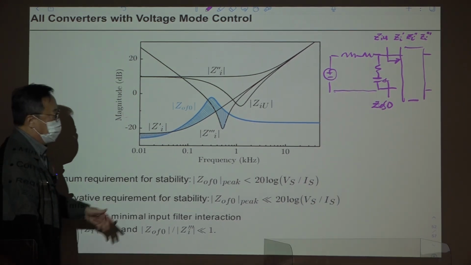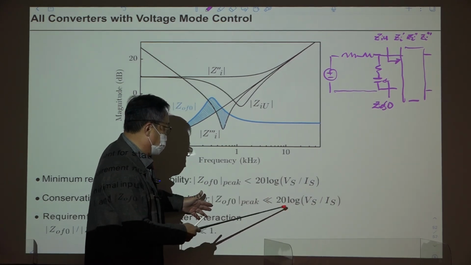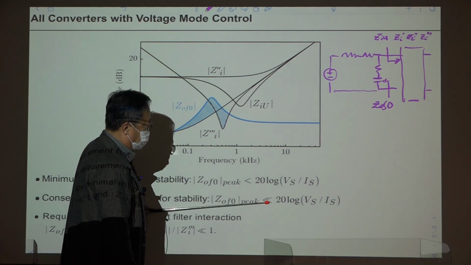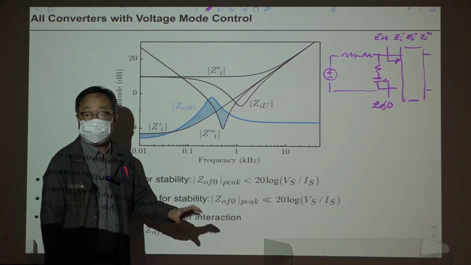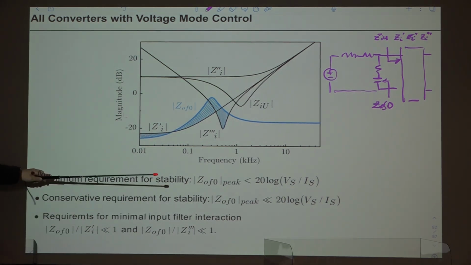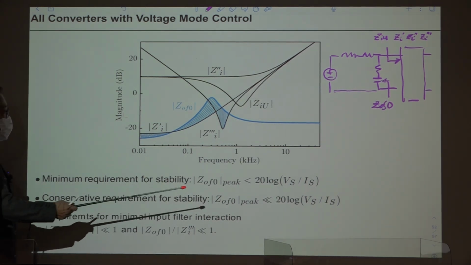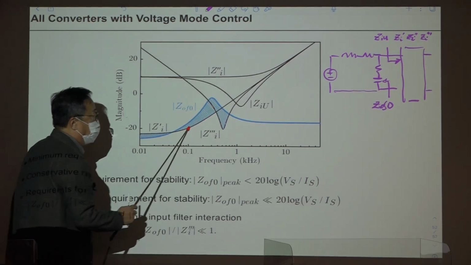So we have this much larger than this, or this peak value of output impedance is much smaller than this. Okay, so this can be considered a conservative stability requirement. So if you satisfy either this or this, your converter is stable. But even though you meet this condition, there is a chance of having an overlap here.